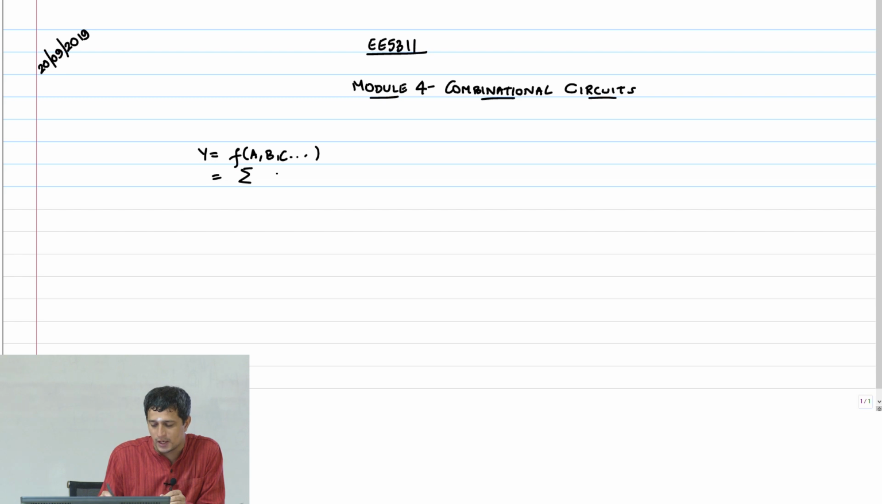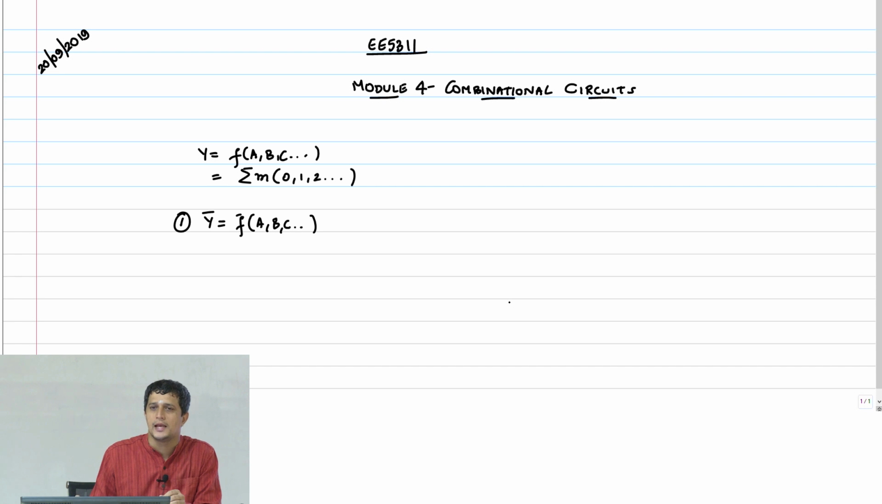assuming that this f is in a sum of products form, a sum of minterms 0, 1, 2 and so on, right. Then step 1, you convert this y to its complement function f bar of a, b, c and so on, and then implement the SOP expression in the NMOS stack, right. So you will get the pull down NMOS stack like this. It's called the pull down network.